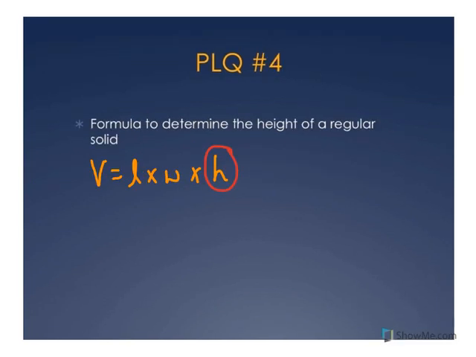Post-lab question number 4 has you rearrange this equation to try to find the height of a regular solid. The reason we're doing this for a rectangular solid is because we're trying to find the thickness of the coating. The end of this question says, check with the teacher before solving. Well, here it is solved for you. So you can move on to question number 5.